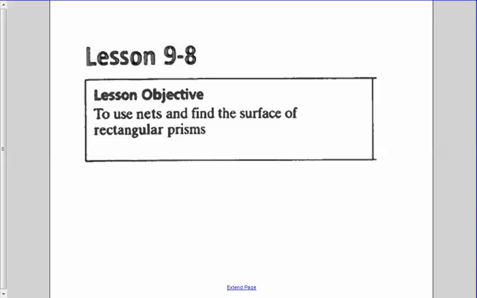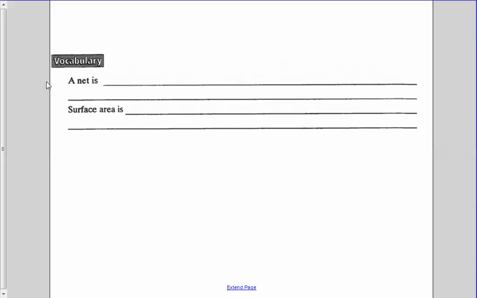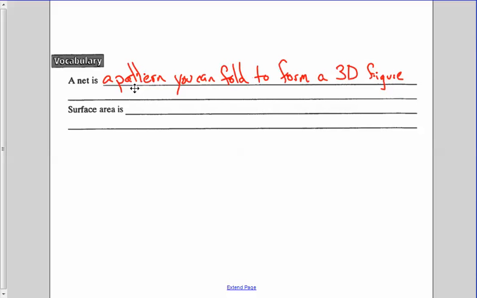Alright, in lesson 9.8, we're going to be using nets to find the surface area of rectangular prisms. So let's first look at our vocabulary. A net is a pattern you can fold to form a three-dimensional figure. And after we fold, or create our net, we can then find what we call the surface area, and that's the sum of all the areas of the surfaces.